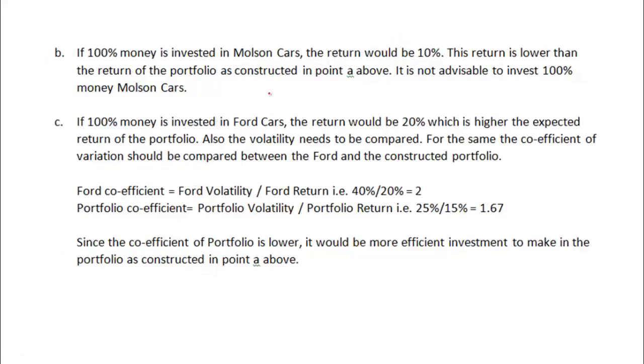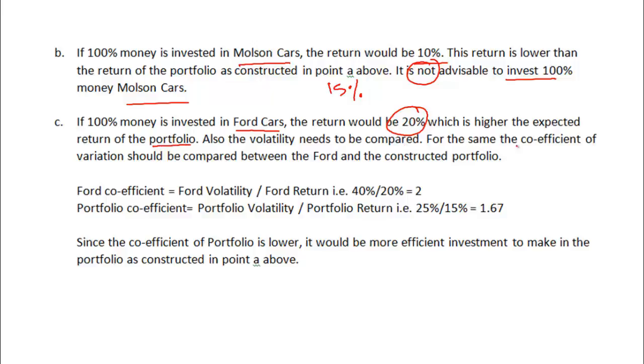Now coming to next. If 100% money is invested in Molson Coors, the return would be 10%, and this return is lower than the return of the portfolio as constructed in part A above, which is 15%. So it is not advisable to invest 100% money in Molson Coors. Now coming to part C, if 100% money is invested in Ford, the return would be 20%, which is higher than the expected return of the portfolio, which is 15%.